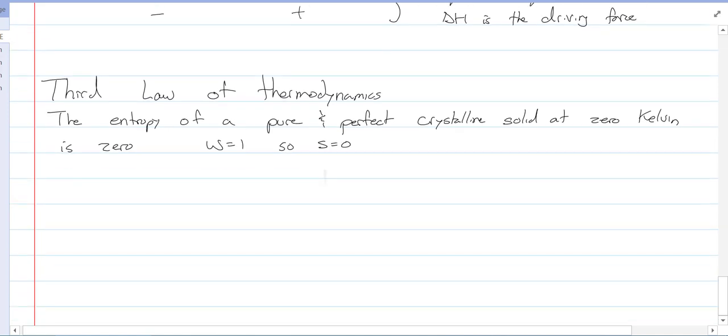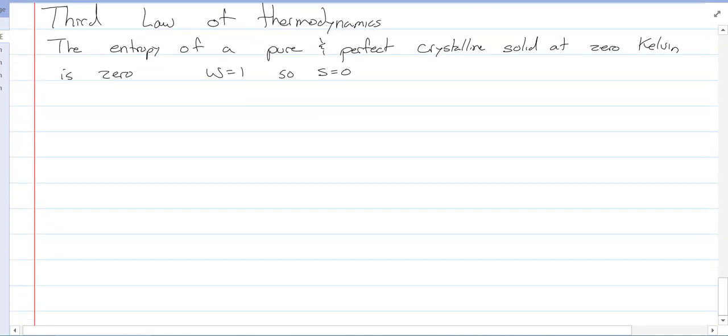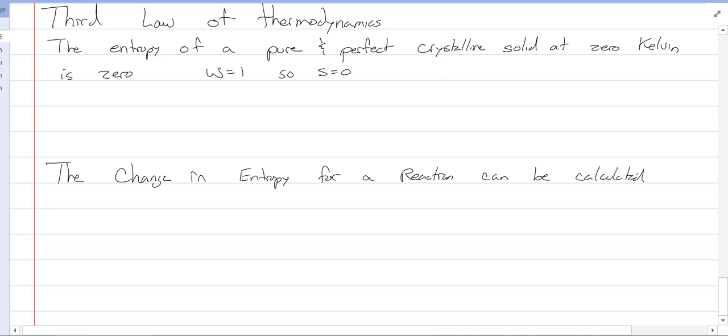Okay. So when we talk about reactions, a little snippet for when we get to reactions: the change in entropy for a reaction can be calculated from the standard entropy of each substance.